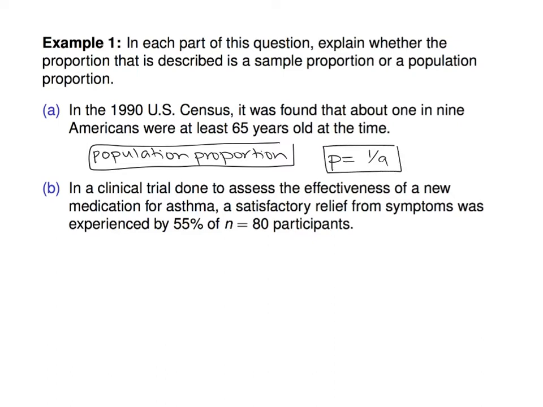In a clinical trial done to assess the effectiveness of a new medication for asthma, a satisfactory relief from symptoms was experienced by 55% of the 80 participants. This is obviously a sample proportion. p hat would be equal to 0.55.